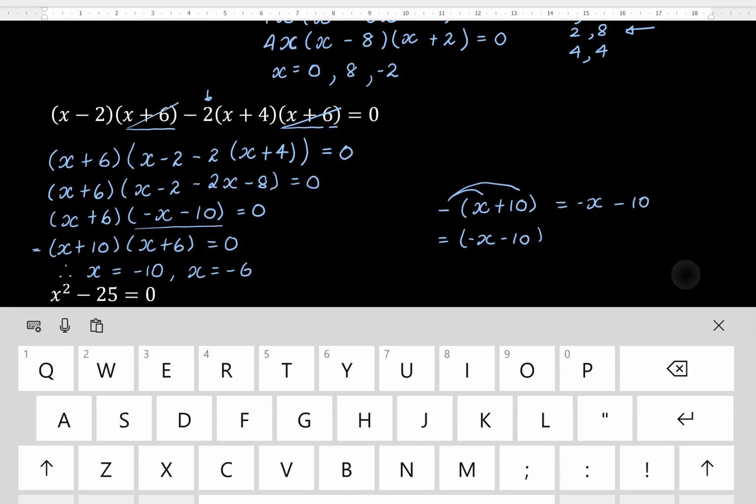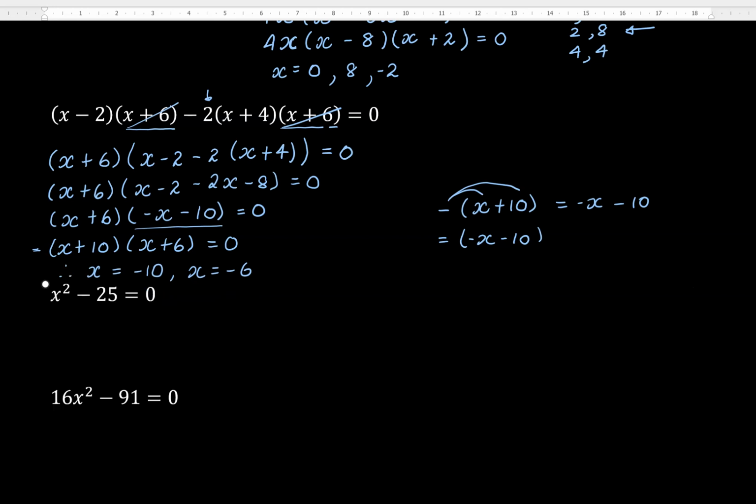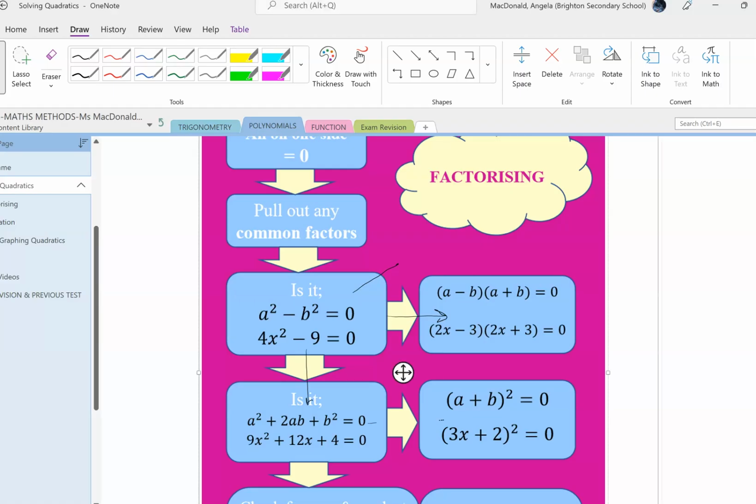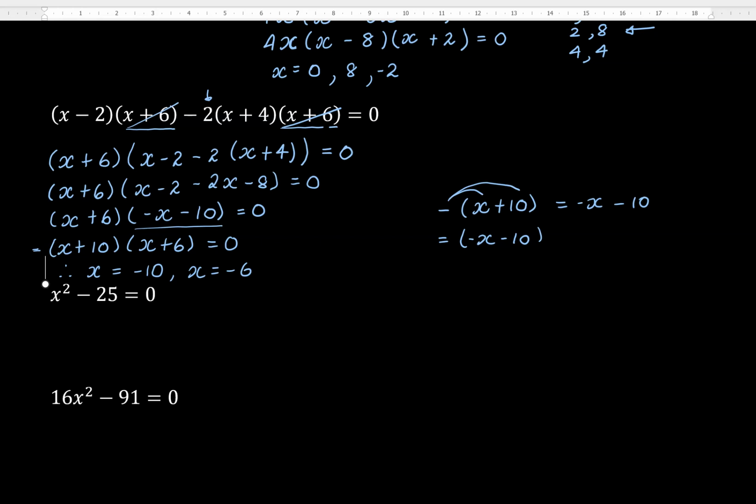Oops, we don't want that. So again, we look, everything is on one side, check. Back to our list. There were no common factors, so does it look like this? a squared minus b squared. And I would say yes, it does. Okay, so this is what we call difference of two squares.